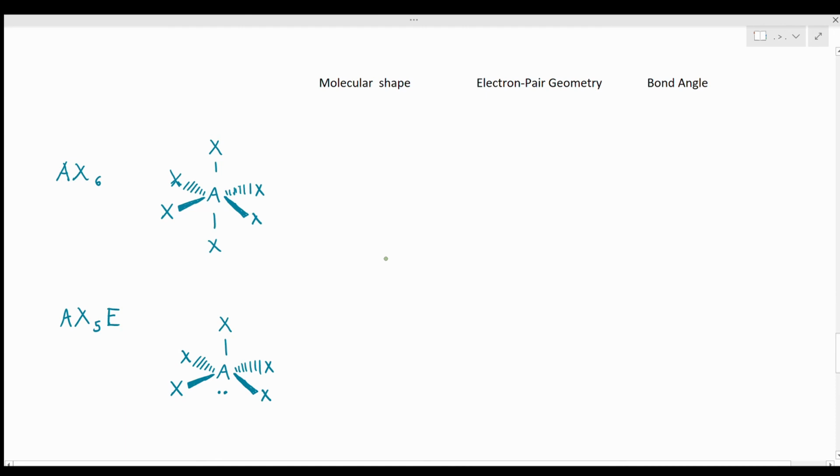Now we move on to shapes that have 6 groups around the central atom. AX6 has 1 central atom and 6 outer atoms. And for the molecular and the electron pair geometry, we call this octahedral. The bond angle for this is going to be 90 degrees. So 90 degrees between each of these outer atoms.